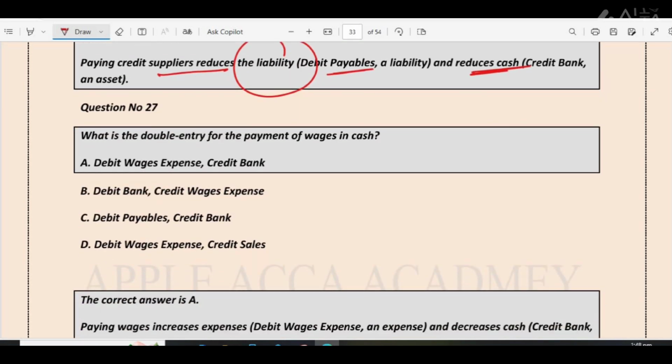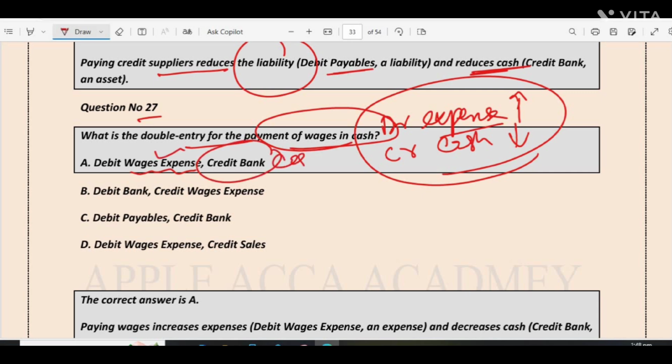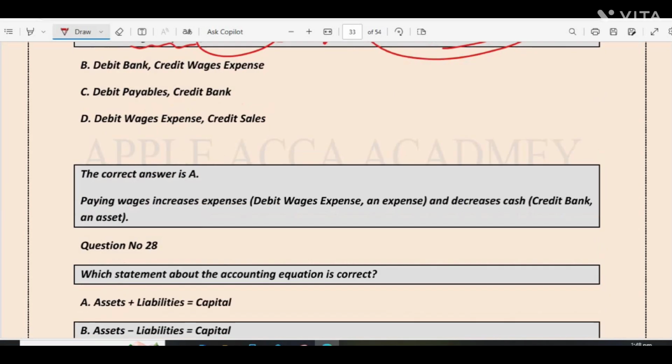Now here you see 27. What is the double entry of the payment of wages in cash? You know that wages is an expense, and when you pay in cash, that means your expenses increase, and definitely you are paying cash, so your asset decreases. So debit will be the expense and credit will be cash. Usually your wages expense increases, so that will be debit, and credit will be the bank because your cash is reducing. Okay, let's move on to 28.